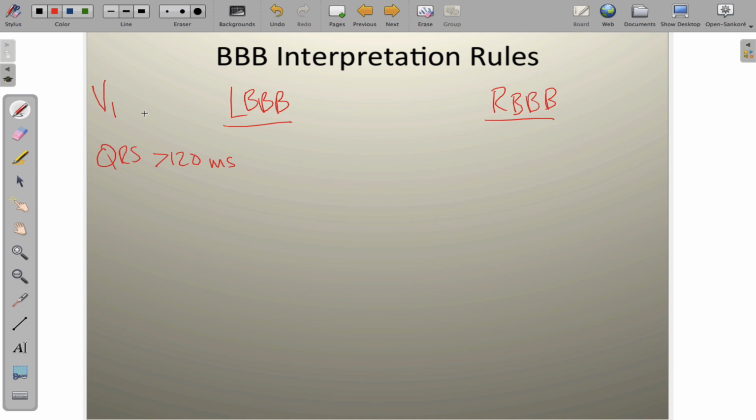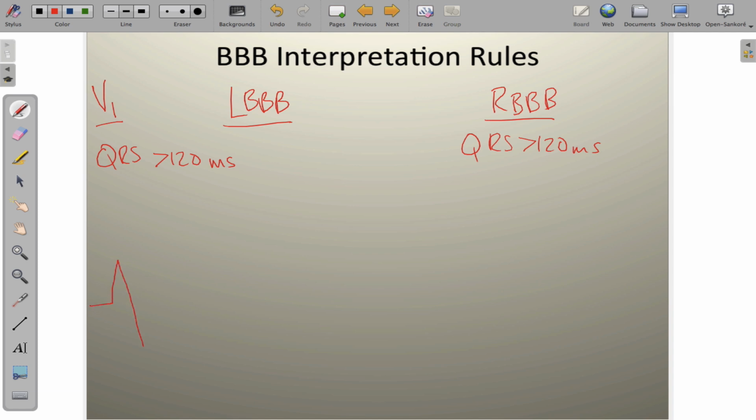So in lead V1, the very first thing you want to do is determine if the QRS complex exceeds 120 milliseconds. Both of these will have exactly the same parameter here. They have to have a wide QRS. All right, so the next thing we want to do is look at the terminal wave of the QRS complex to determine if it's a right or left bundle branch.